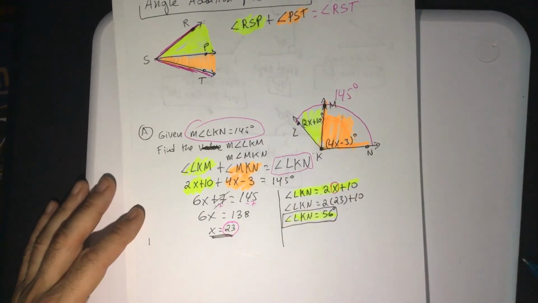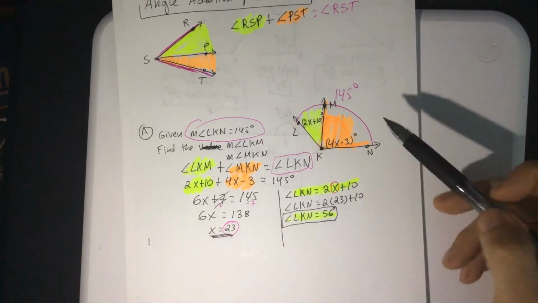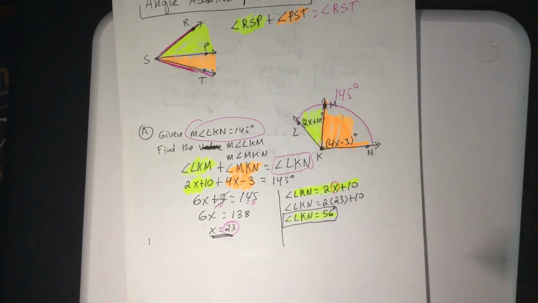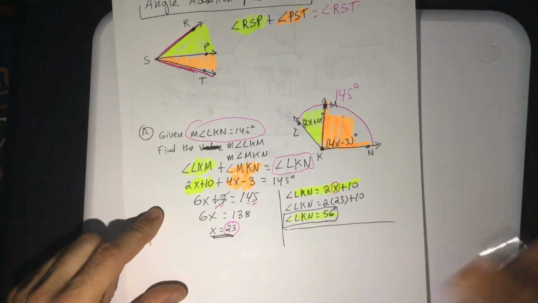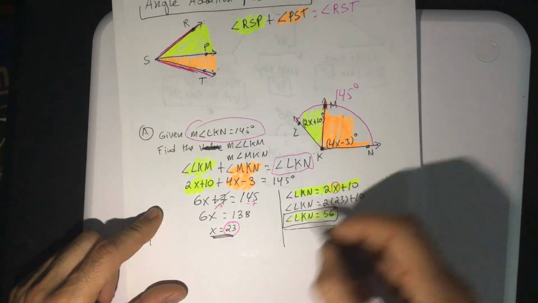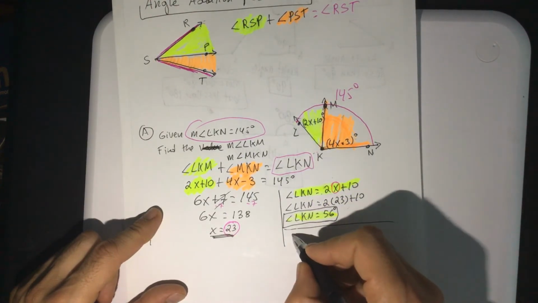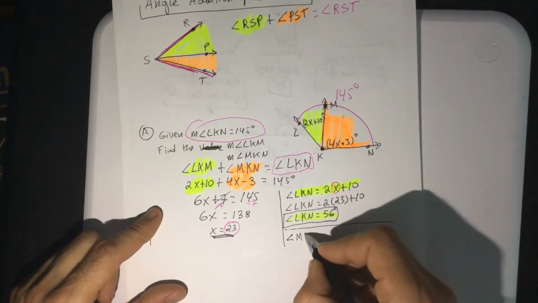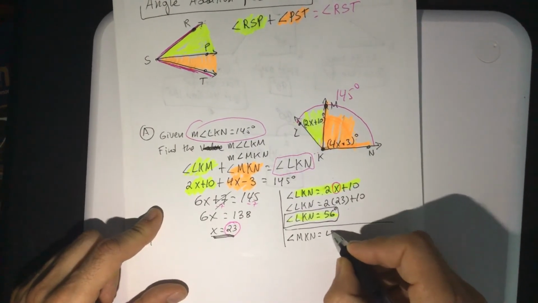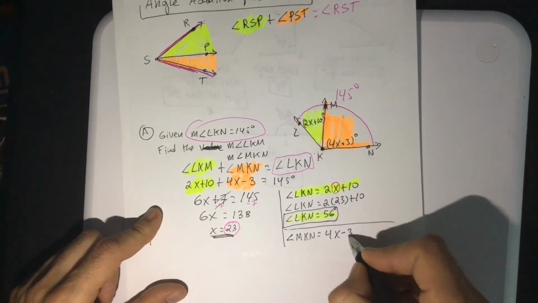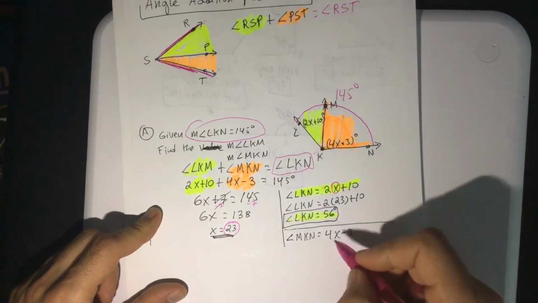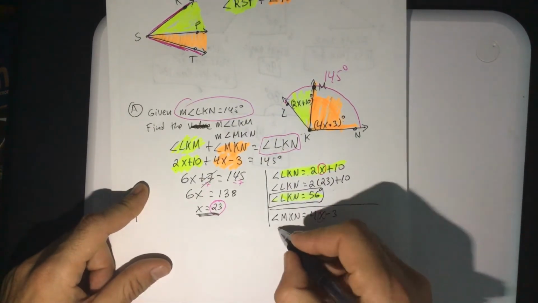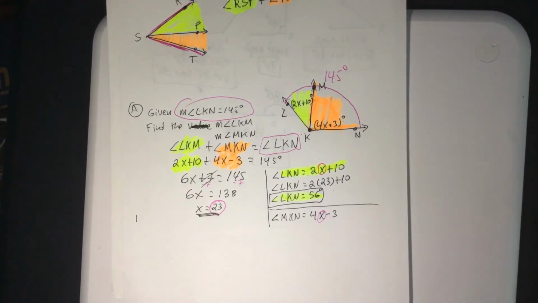So let me put over here degrees. That's the little circle there. And now we gotta find out the orange one. So you can find out by going, hey, that's 145 minus 56, and that should give you the answer. But we're gonna do it the long way so you guys can get used to plugging in the information. So I'm gonna write down what is the angle MKN, which is the orange angle, and that is equal to 4x minus 3, right? Remember that we're gonna be plugging in 23 right here in the x. And that's the orange angle.